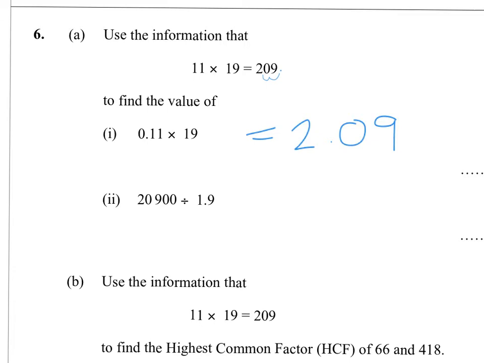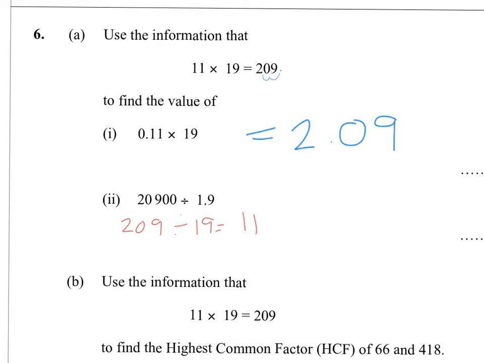Okay, what have we got next on the next question? 20,900 divided by 1.9. Okay, so we go back to our information, and if we know that 11 times 19 is 209, you should know that 209 divided by 19 gives you 11. You could kind of do the reverse. I'm just going to write that down for you just so you can see that. So 209 divided by 19 equals 11. Okay, so what's the difference between the sum we're given and the original information we've got?